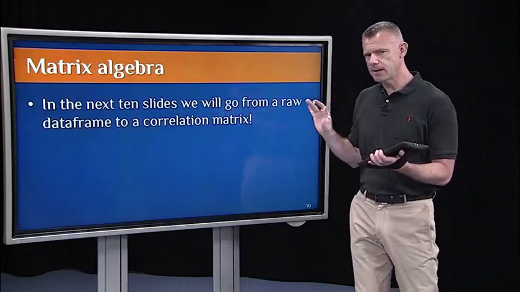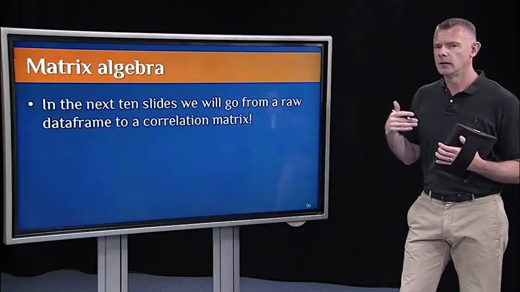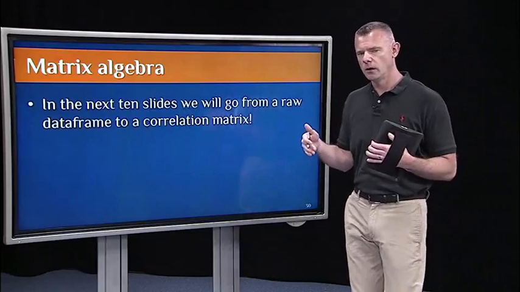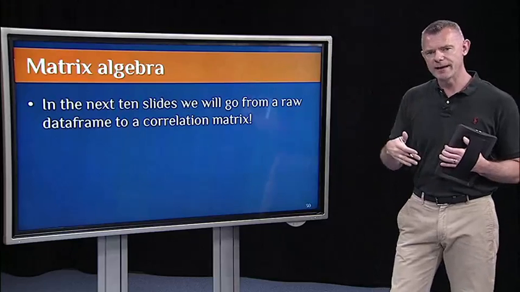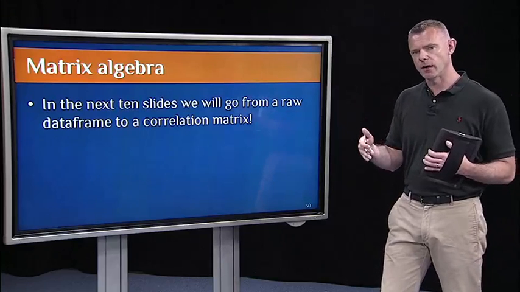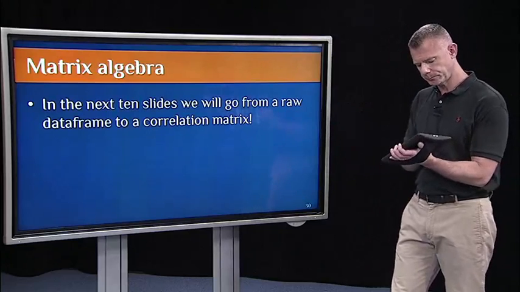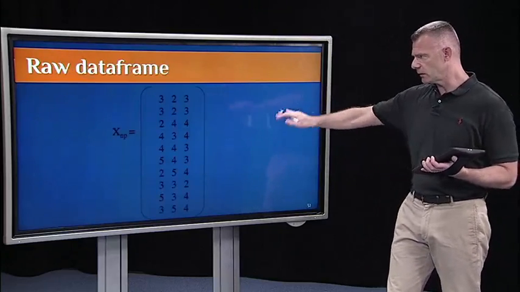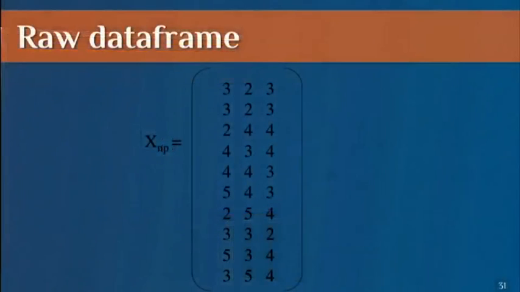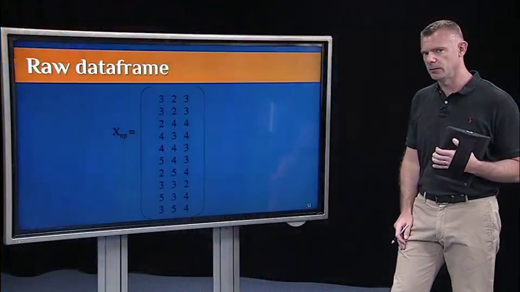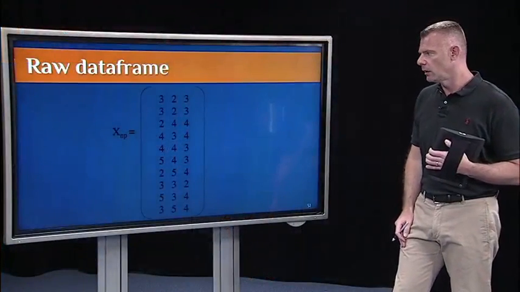So in the next 10 slides, to illustrate addition, subtraction, and multiplication, I'm going to go from a raw data matrix, which you can think of as like a data frame in R, to a correlation matrix, just in 10 slides. So here, let's look at a raw data frame. This is a matrix. Again, if you think about a data frame, it's a matrix, right? We talked about that in lab 1 when we were first learning about how to manipulate objects in R.